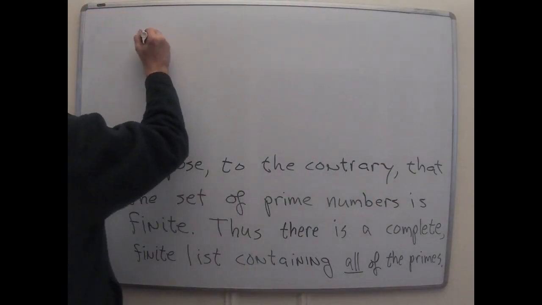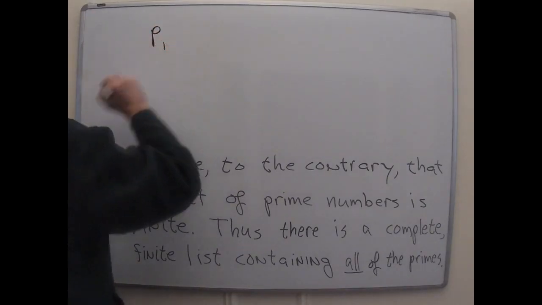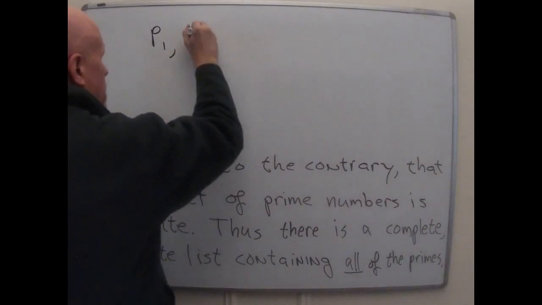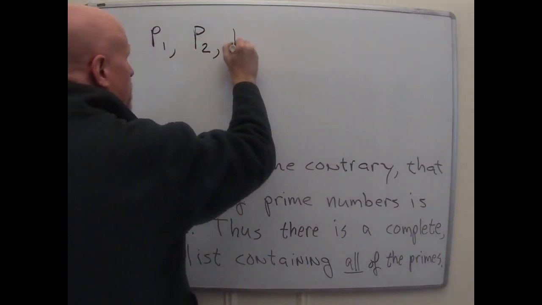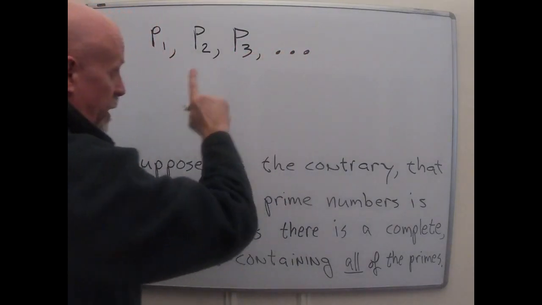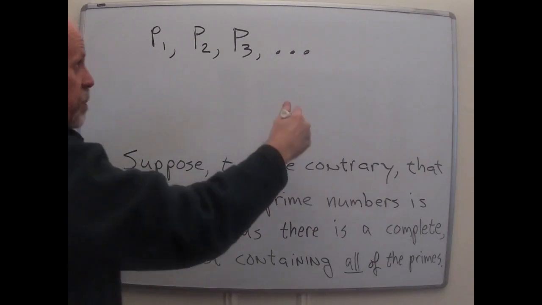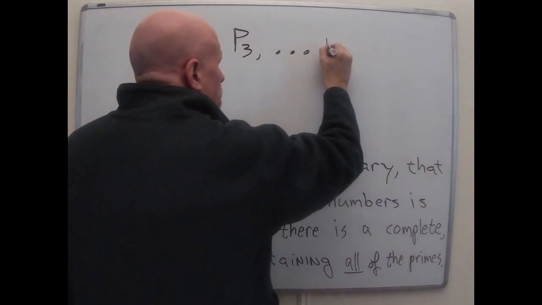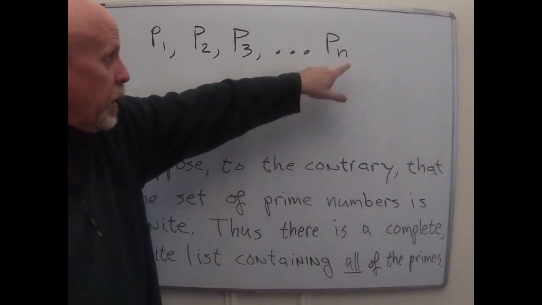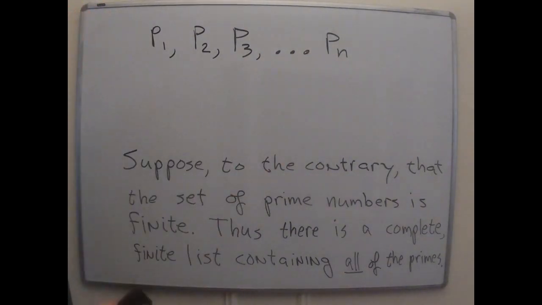What I'm going to do is start off with the first prime. I actually know that's 2, and the second prime is 3, and the third prime is 5, and it goes like that. But eventually this list ends. There's a last prime, and we're going to call that one p_n. So that's our list, p1, p2, p3, all the way out to n. I don't know what this number n is. It could be a billion, right? But there's definitely some limit on it under the assumption that there's a finite number of primes.